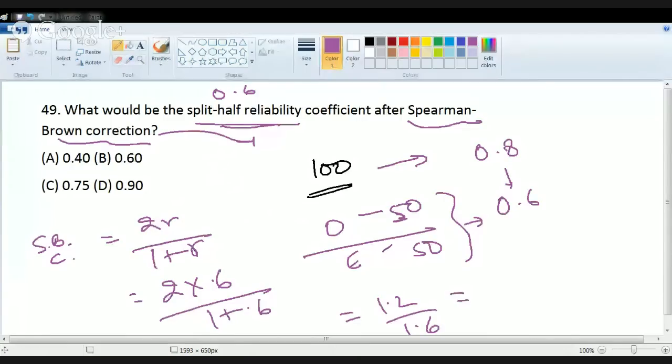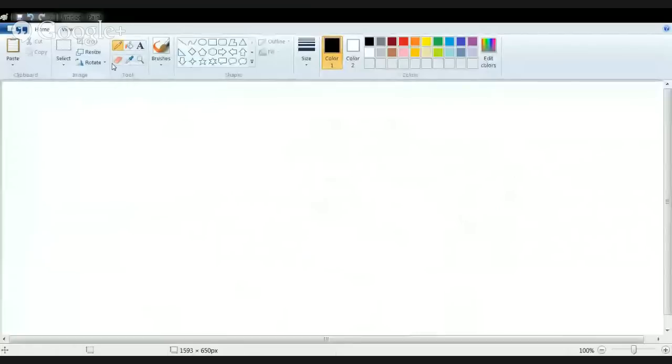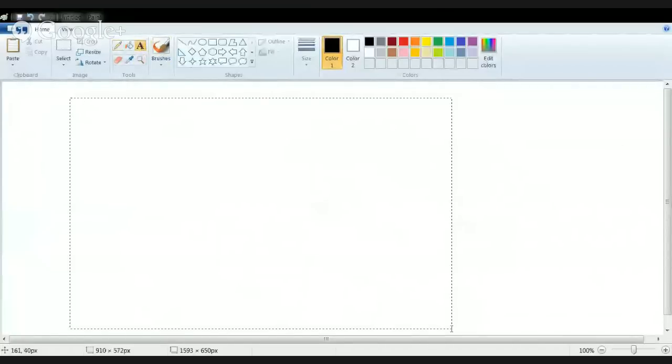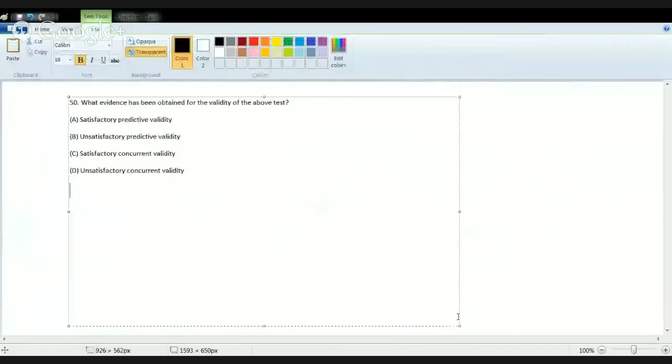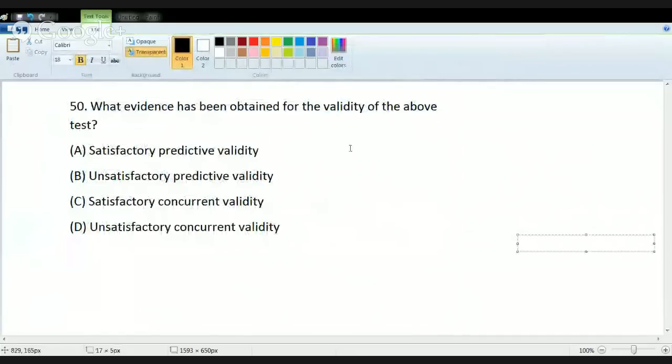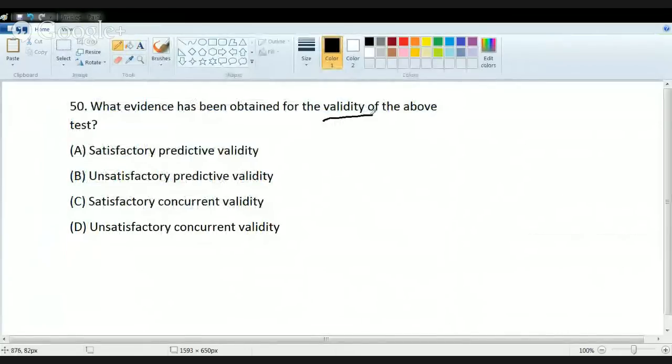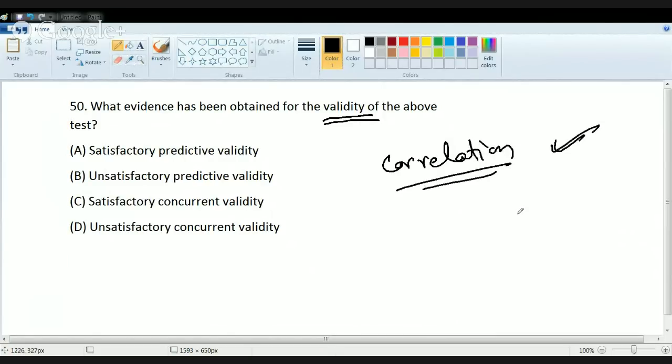Now the last question based on the passage here. What evidence has been obtained for the validity? Now we need to know something about validity. So how can we talk about validity? In this case, the correlation is high. The correlation is 0.6, so it's good. That is one thing.